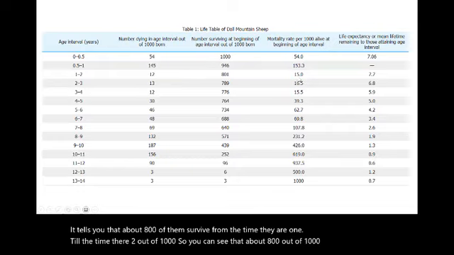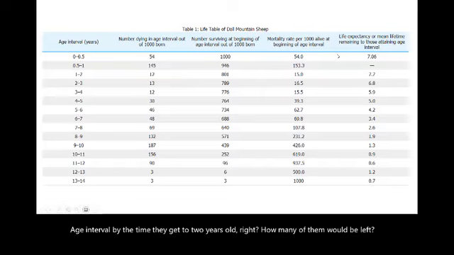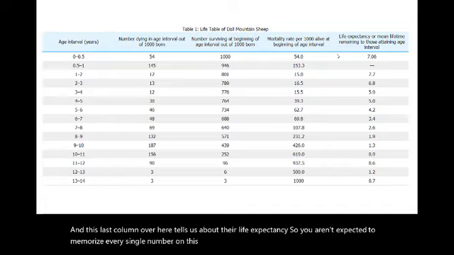And then this number here, 15, tells you the mortality rate. That means out of 1,000, about 15 of those sheep die. And this last column over here tells us about their life expectancy. So you aren't expected to memorize every single number on this chart, right? I wouldn't ask you about specific numbers here.